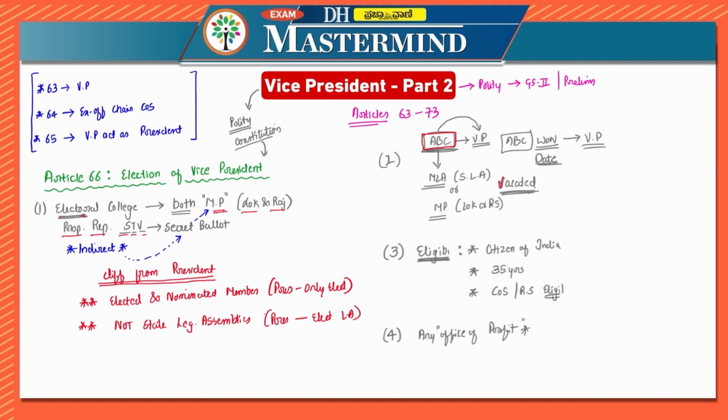So this whole article, Article 66, speaks about the proper election of the vice president. It gives the eligibility criteria and also the criteria for not being eligible. I hope you have understood the election of the vice president. In the next part, we'll continue with the vice president and discuss more articles to understand even more related to the vice president.